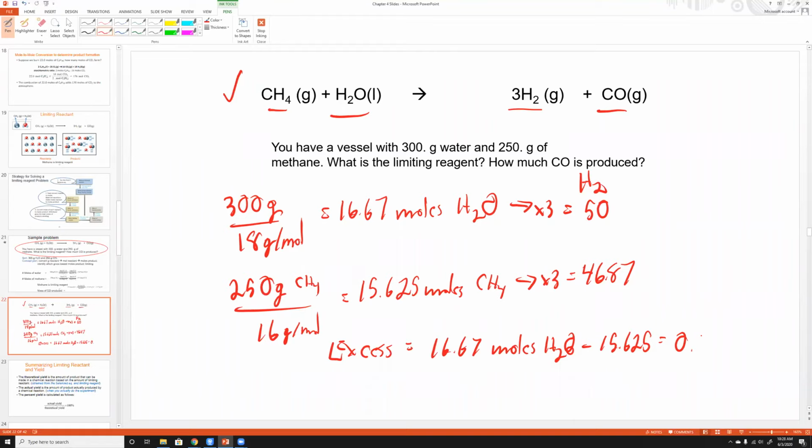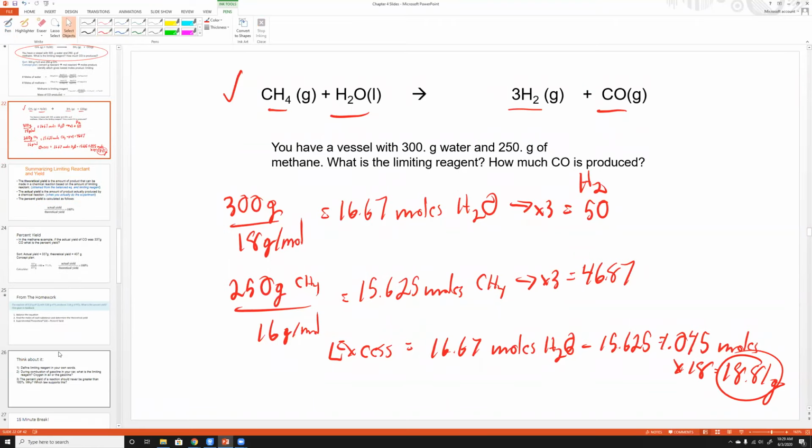Wait, that's not right. Oh, I messed up my math on my calculator. Everything I wrote down was correct, but I messed up on my own. I put 16 point instead of 15 point. And you get 1.045. That's how many moles. And then you can multiply that by 18, and you get 1.045 times 18, which is 18.81. So you can even figure out how much was remaining in excess.